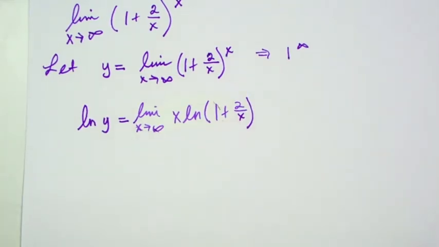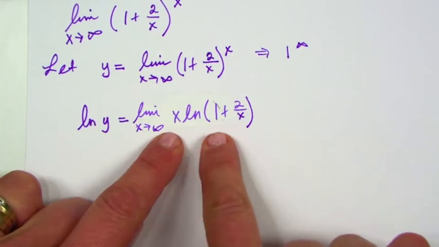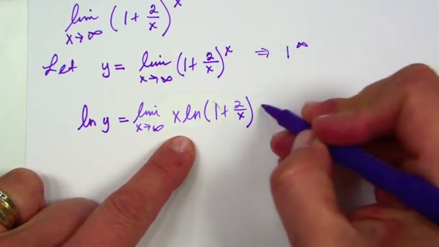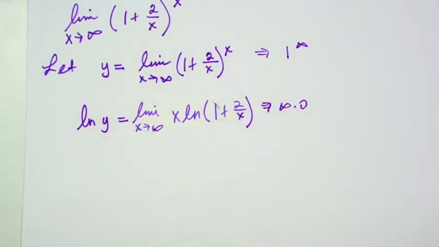Okay, so I ln this, which allows me to bring the x down in front. Can you just assume the inside's going to give you 1 and just leave it as 1? No. Because right now I'm of the form infinity times 0, which is still indeterminate.